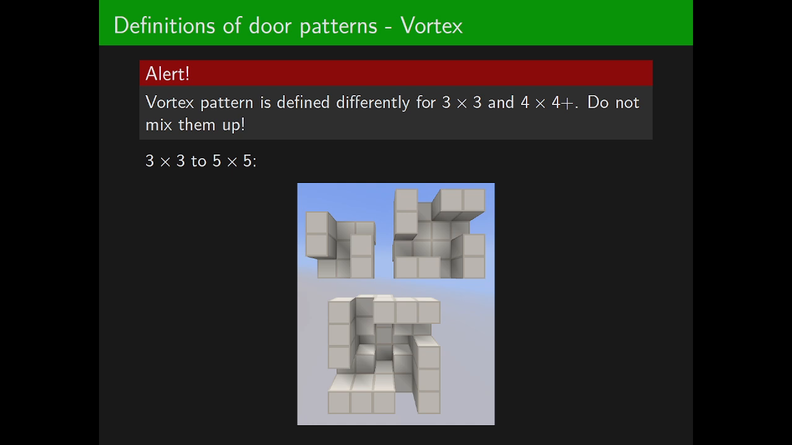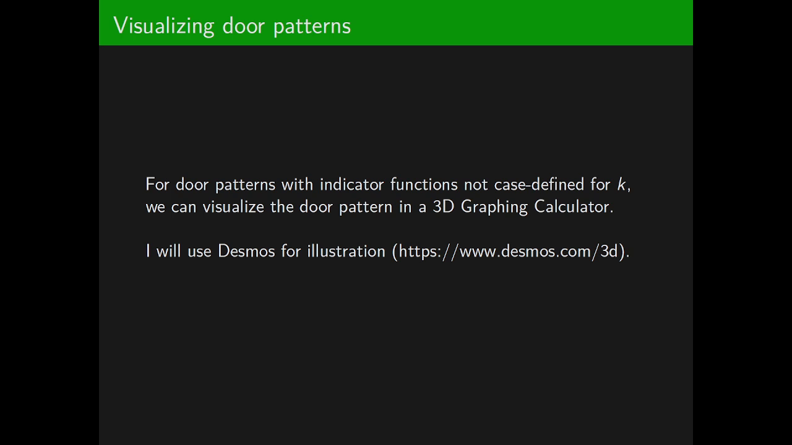So yeah, either way, this is how the 3 by 3 and 5 by 5 look like. The 3 by 3 is just completely different from the 4 by 4 and their counterparts. So yeah, it's quite funny to be honest. So that's the visual example of the vortex pattern.